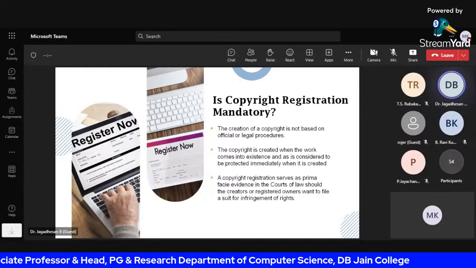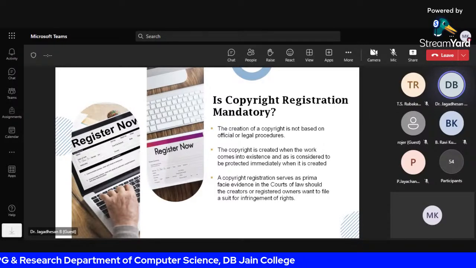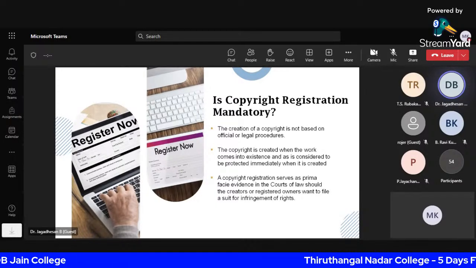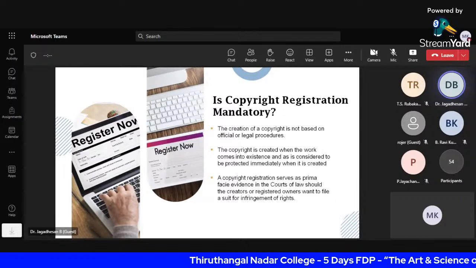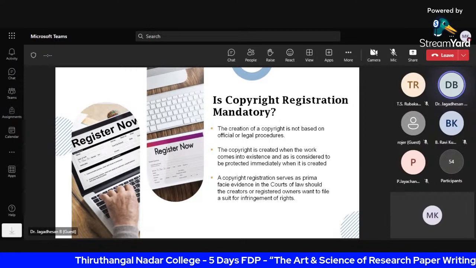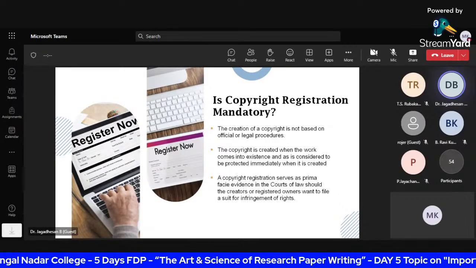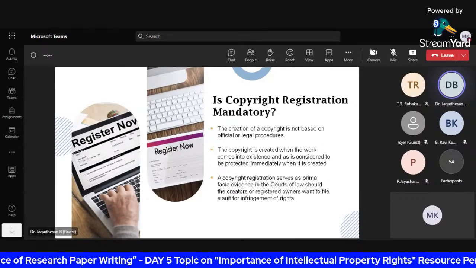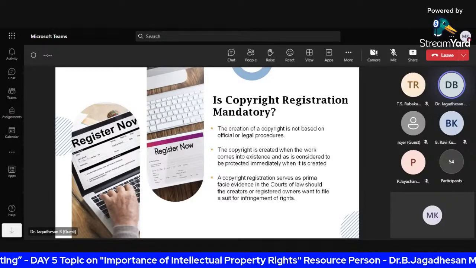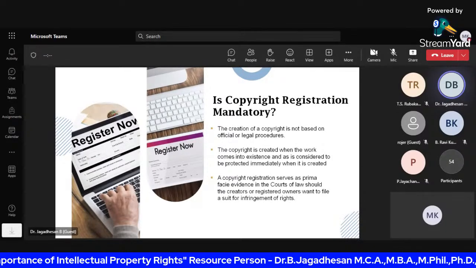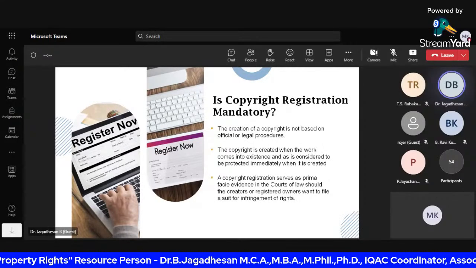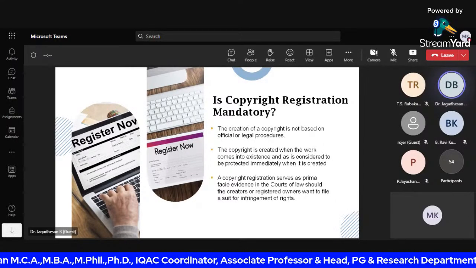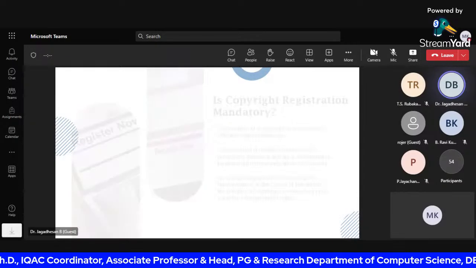Suppose initially you are not aware of copyright. Your product, your company will do well. For the next five years you will get more profit. But the same kind of product will be used by another person. At that time you can sue and put legal proceedings against the third party. So copyright registration is mandatory to secure your ownership and your copyright, as well as to get the financial benefit.